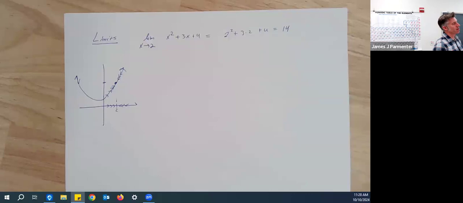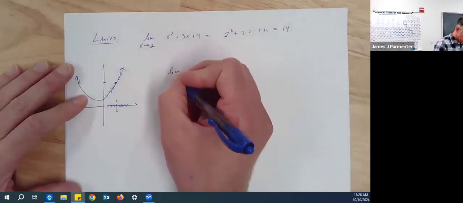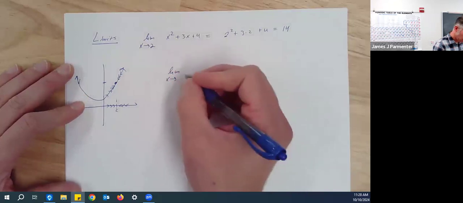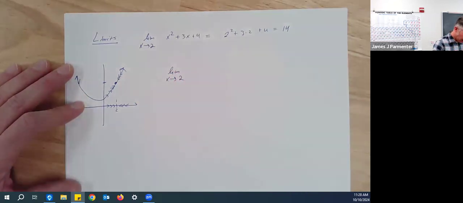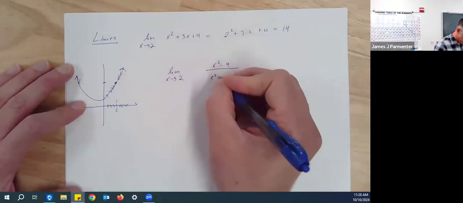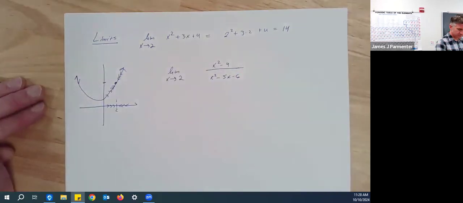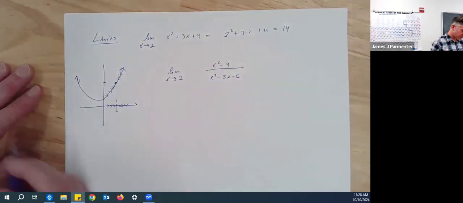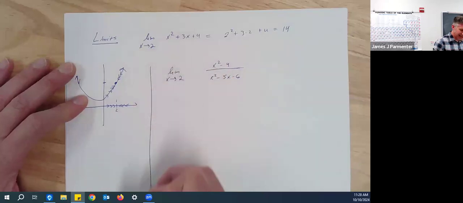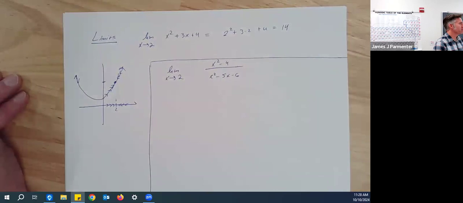So that said, actually, let me give you one more example here. Let's say we have the limit as x approaches 2 of x squared minus 4 over x squared minus 5x minus 6. So here's what you should not do yet. You should not start factoring this thing, even though it might be tempting to. You should just plug in 2 and see what happens.